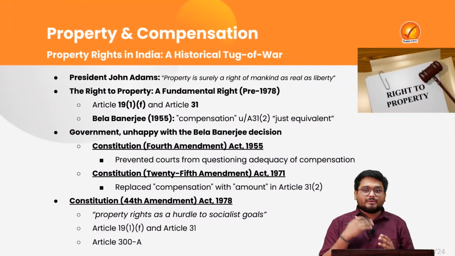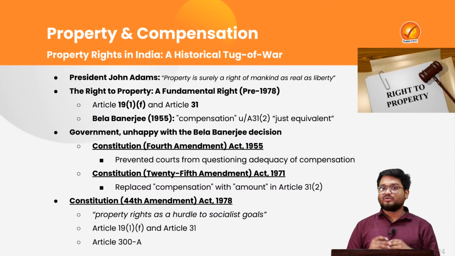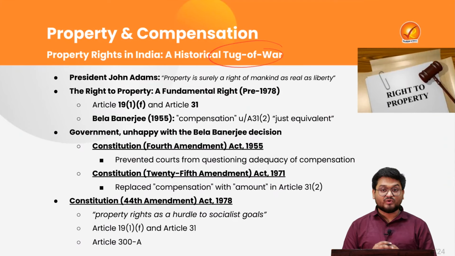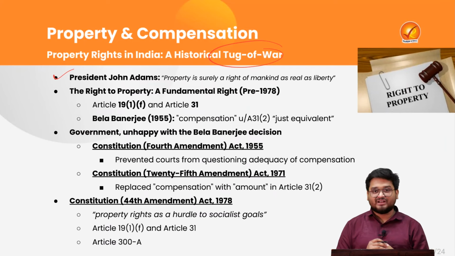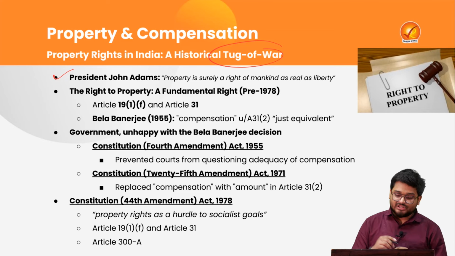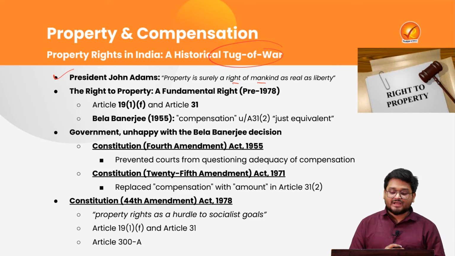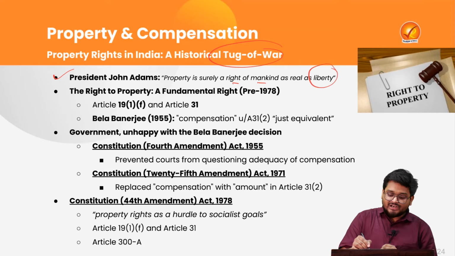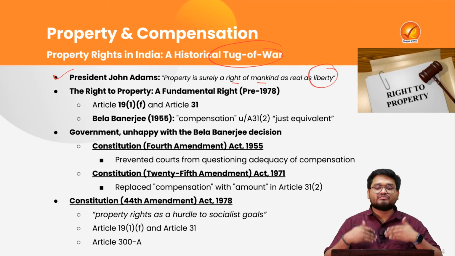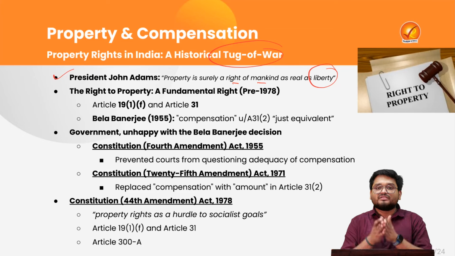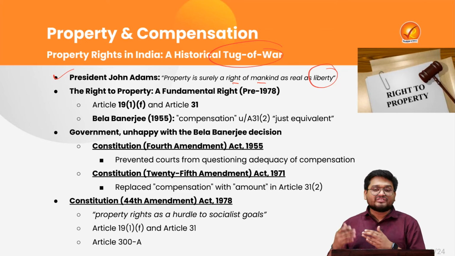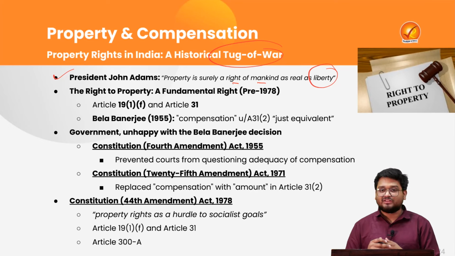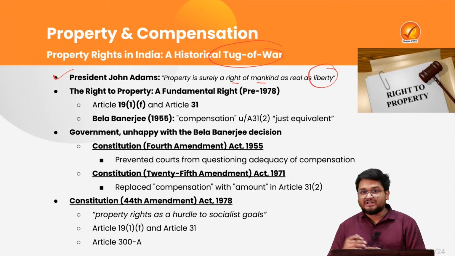Now, when we talk about property rights, right, we have to actually look at this historical tug of war. Why tug of war? Because firstly, when we talk about property, right, according to US President John Adams, if you can remember this quote, property is surely a right of mankind as real as liberty. Liberty is actually that essence of freedom to develop your own all-round development, and also to develop your own skills, your own liberal temperament, and so on. And also, it can help you lead a dignified life.